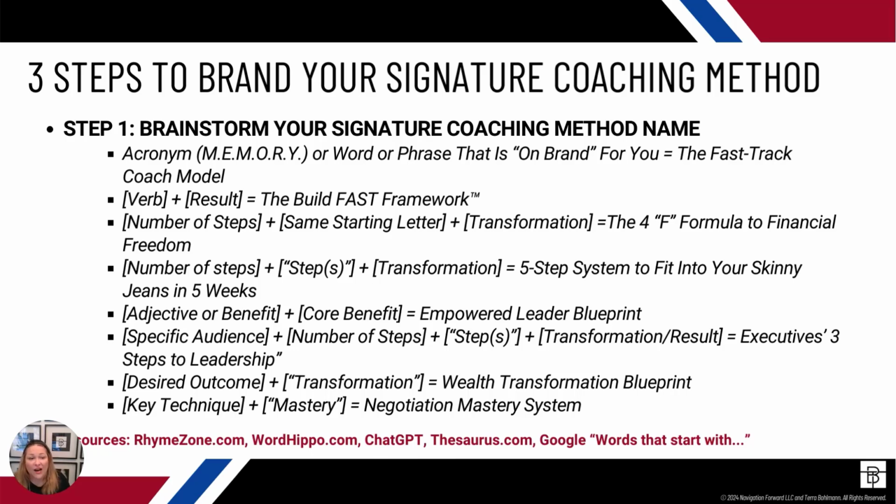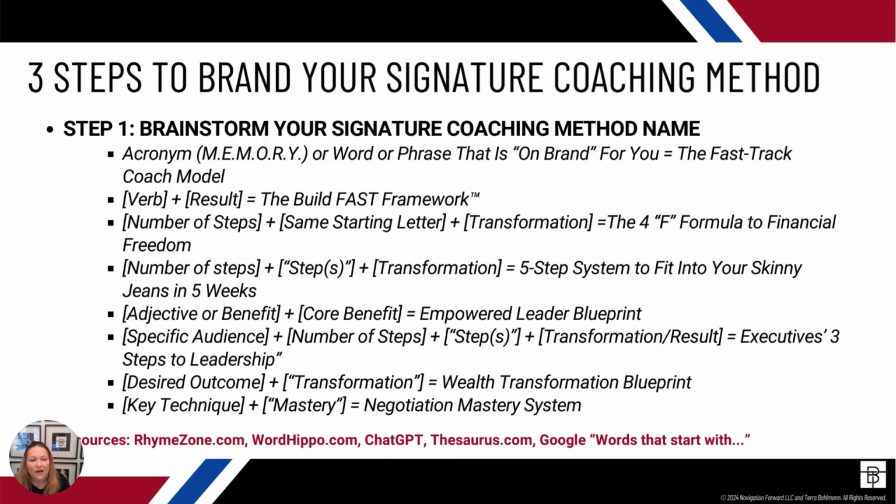So the Fast Track Coach model could have been something I could have named mine that's on brand, like the Fast Track is my trademark. It's all those kinds of things, so you can play with it and do something like that. You could also do one that works well, which is a verb plus a result. So Build is a verb, Fast Framework, right? So that's an easy one to do.